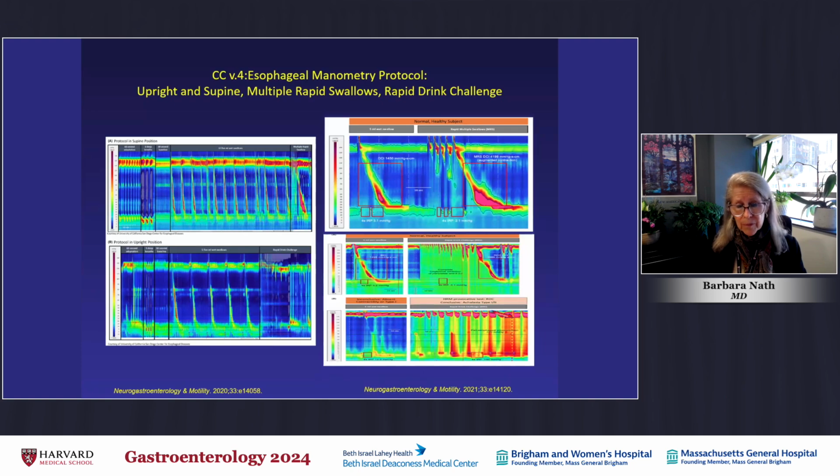The second part of the protocol is to have the patients do 5 wet swallows upright. The reason for that is that some patients with EGJ outflow obstruction will normalize their LES measurements in the upright position, and therefore the initial reading probably was related to a mechanical change. It could even be related to obesity.